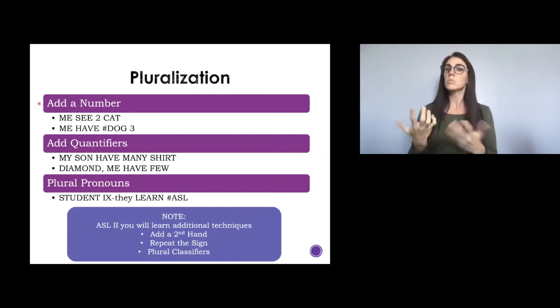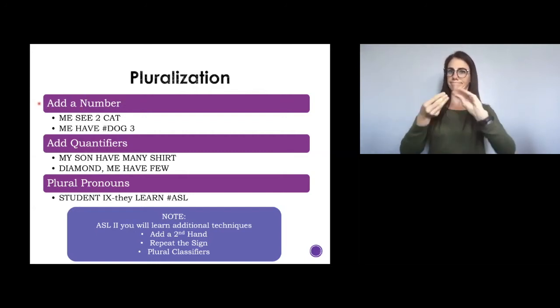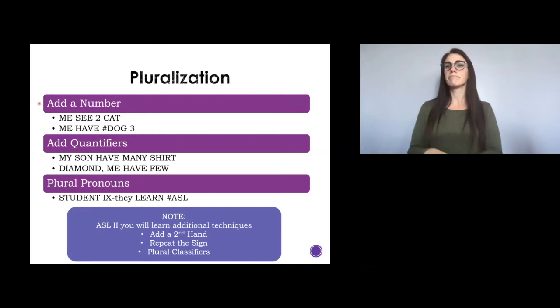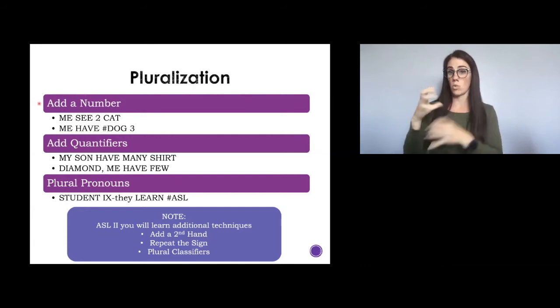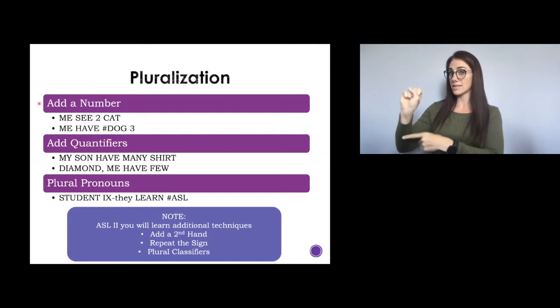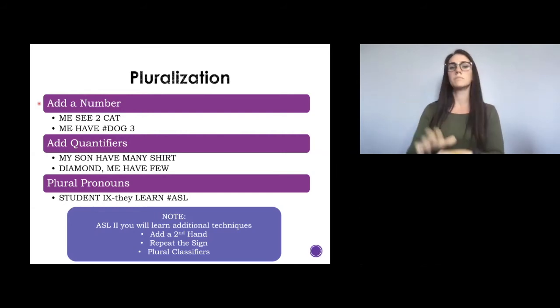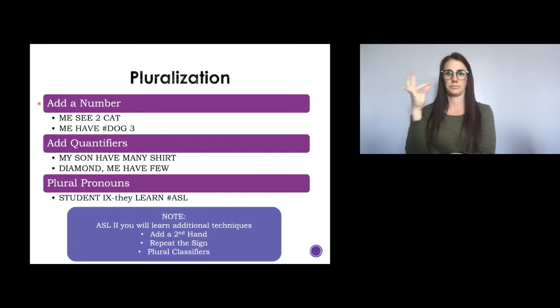So the very first example of how to pluralize is that we simply sign a number. So if I sign cat, the sign for cat, it's just one cat. So if I want to make that concept cats, I can sign I see 2 and then sign cat, and that becomes cats.